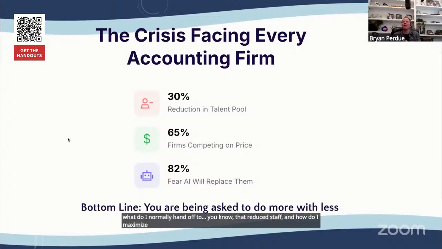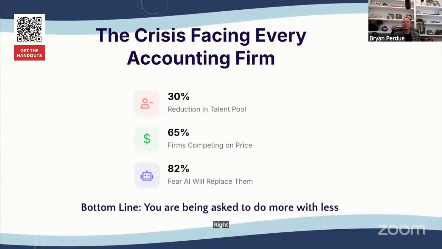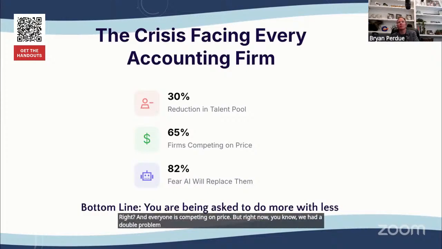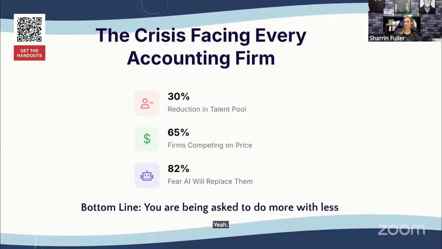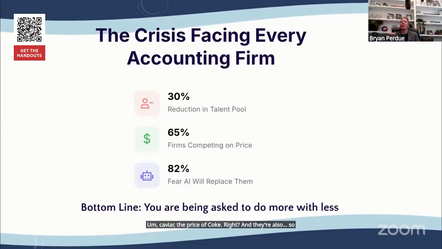Because basically everyone has the fear of being replaced, right? And everyone is competing on price. But right now, we've got a double problem. People are expecting caviar at the price of Coke, right? And their demands are going through the roof. Everybody's thinking, okay, AI is going to break everything down and no one's going to have anything to do. No, everybody's expectations are going to go through the roof, right?